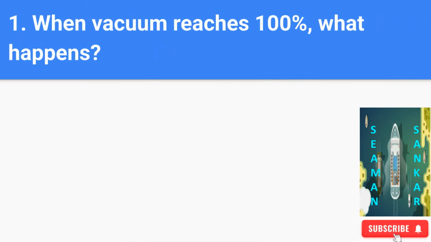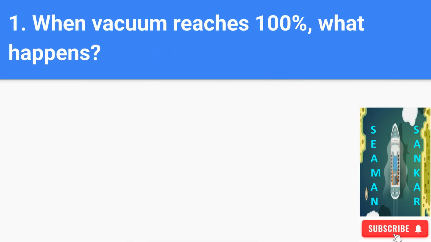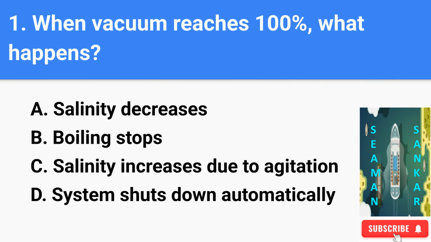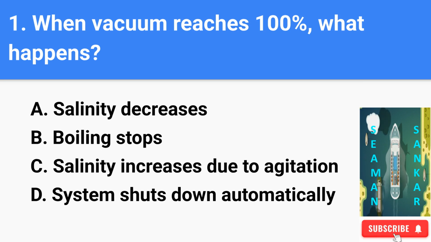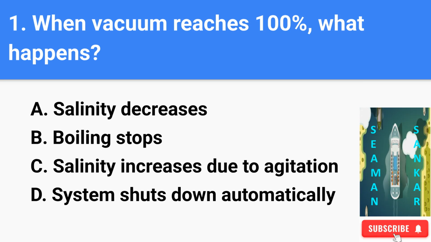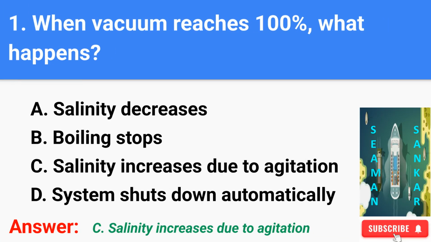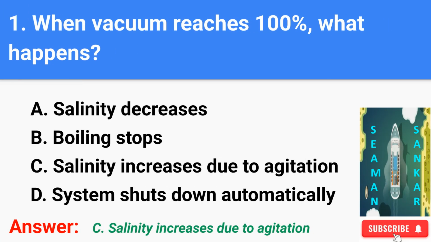Question 1. When vacuum reaches 100%, what happens? A. Salinity decreases. B. Boiling stops. C. Salinity increases due to agitation. D. System shuts down automatically. The correct answer is C. Salinity increases due to agitation.